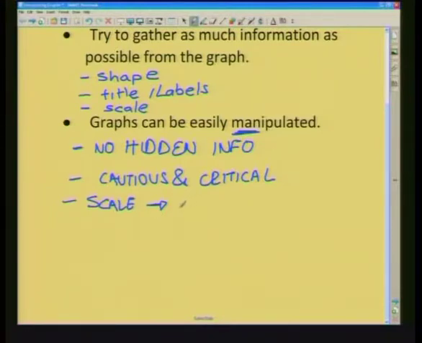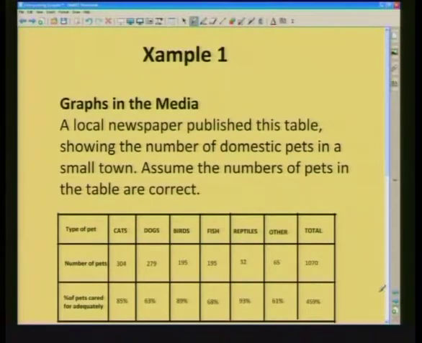Also, another technique that's used to manipulate a graph is 3D techniques, which make things appear larger than they really are. So be aware of any type of these kind of techniques, using a different scale to manipulate a graph, or a 3D technique to sort of get you to believe whatever is put in front of you.